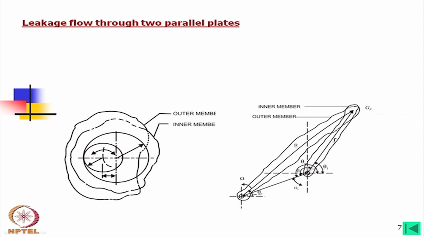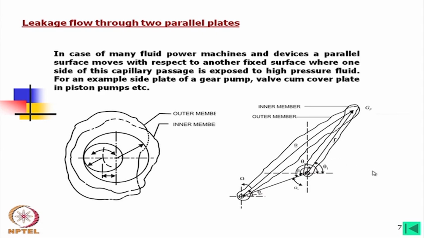Now, here we can say this is the outer member and this is the inner member. If I consider this is fixed, then this one is moving like this, rotating about its own axis as well as revolving around this axis. Say, one can develop the equation of motion of one plate with respect to the other. Now, why have we taken such a case?